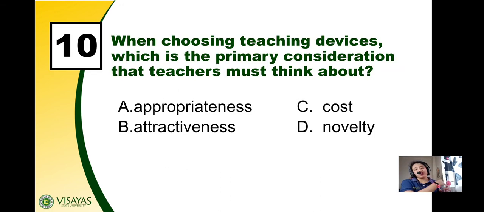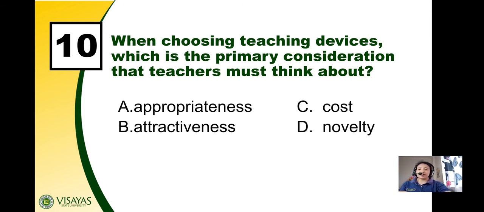Alright, next question, number 10. When choosing teaching devices, which of the following is primarily considered by the teacher? Or again, when choosing teaching devices, which is the primary consideration that teachers must think about? A. Appropriateness. B. Attractiveness. C. Cost. D. Novelty.